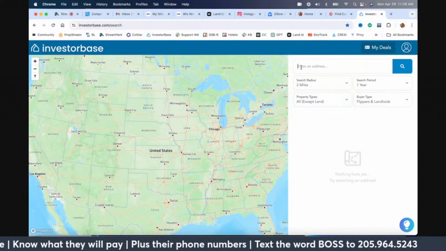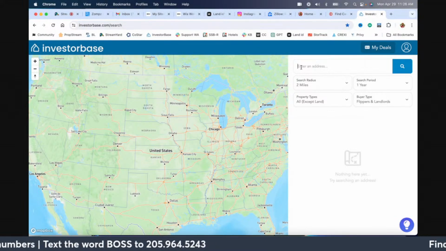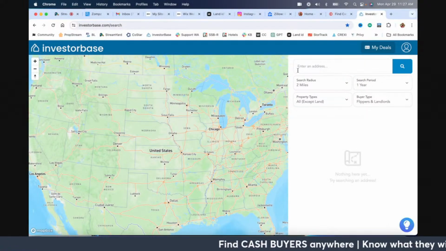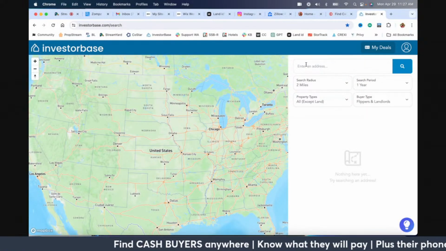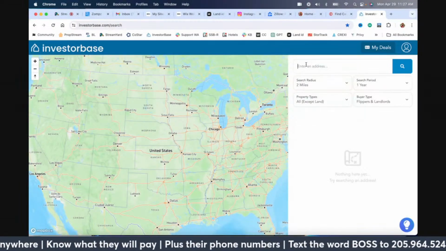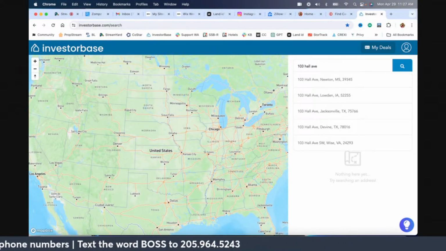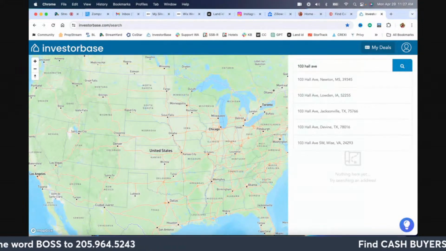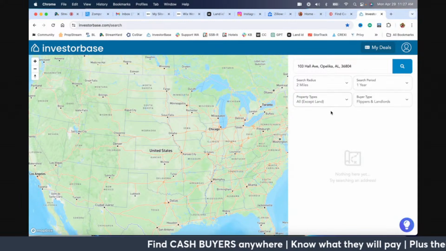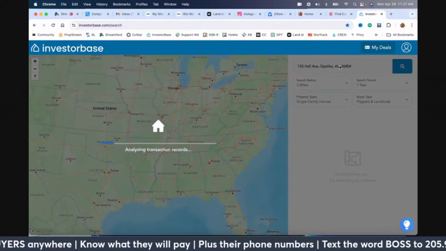So the next one is from Valencia Farrow. She posted on Instagram also, but let me give the address. It's 103 Hall Avenue in Opelika, Alabama. Is that how you pronounce it? All right, there we go. It says 1359 square feet. We'll do single family, and we'll do 1 year. See what we got.